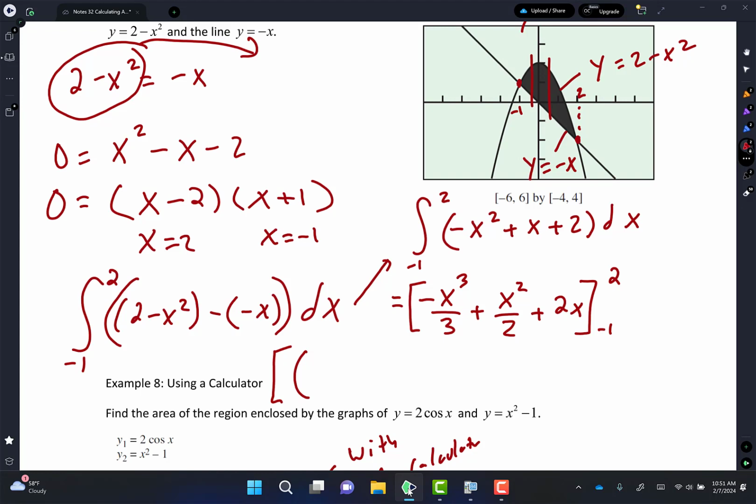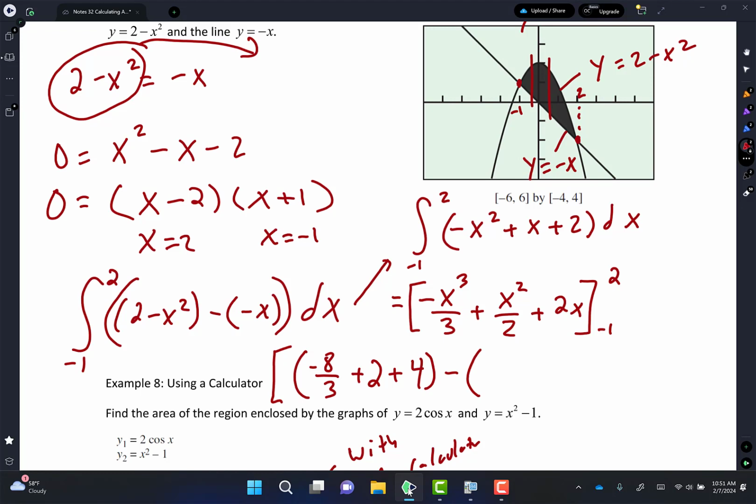So 2 to the third power is 8, so that's going to be a -8 thirds. Plus 2 squared is 4, but divided by 2 is going to be 2. Plus 2 times 2 is 4. That's the upper. Minus, open parenthesis.